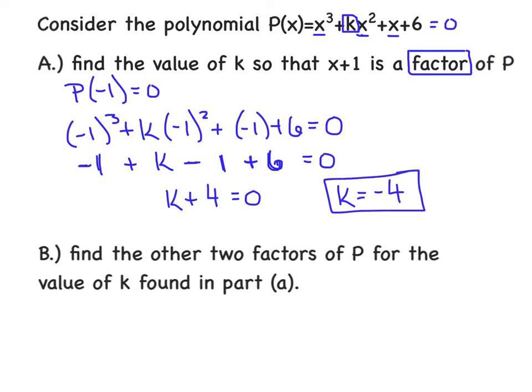Now, how about this? Can you find the other two factors of p? This is by far the most challenging part in the video, I think. So what we're going to do first is, now that we know that x plus 1 is a factor, we're going to perform our long division to see what the quotient is when this p of x is divided by x plus 1. So let's perform our long division, and that'll get the party started.